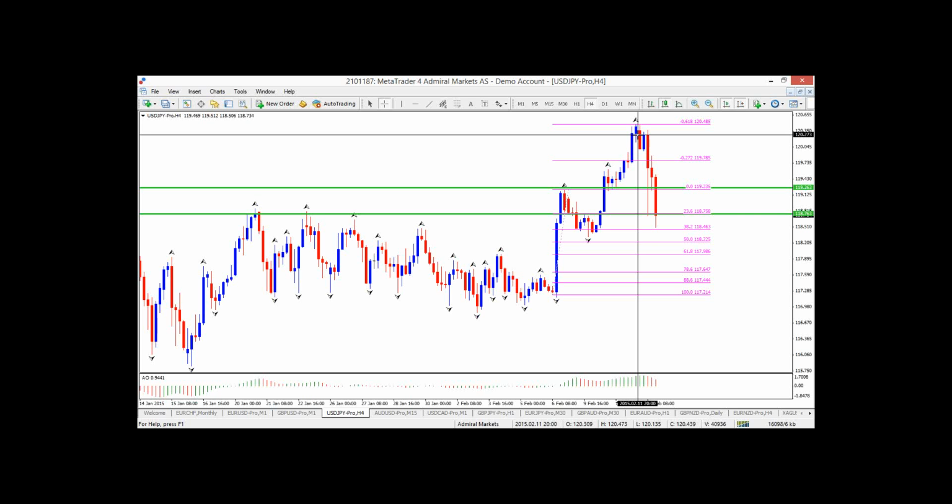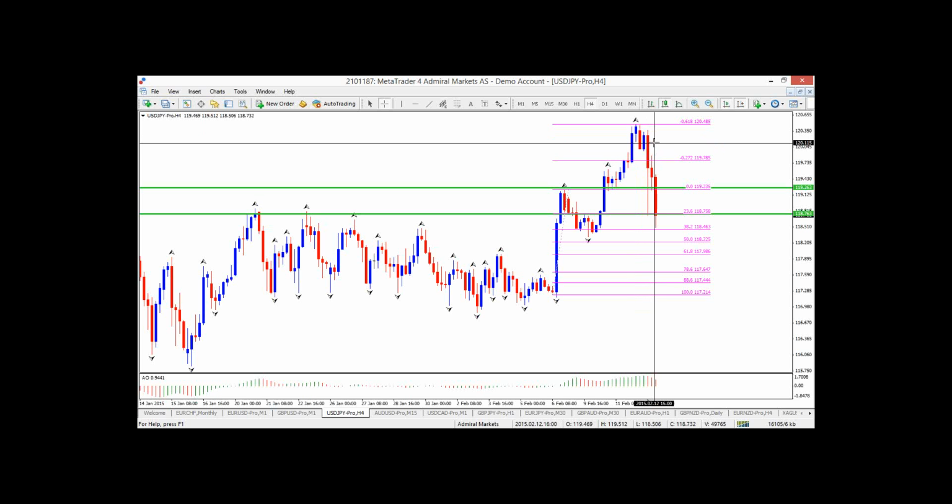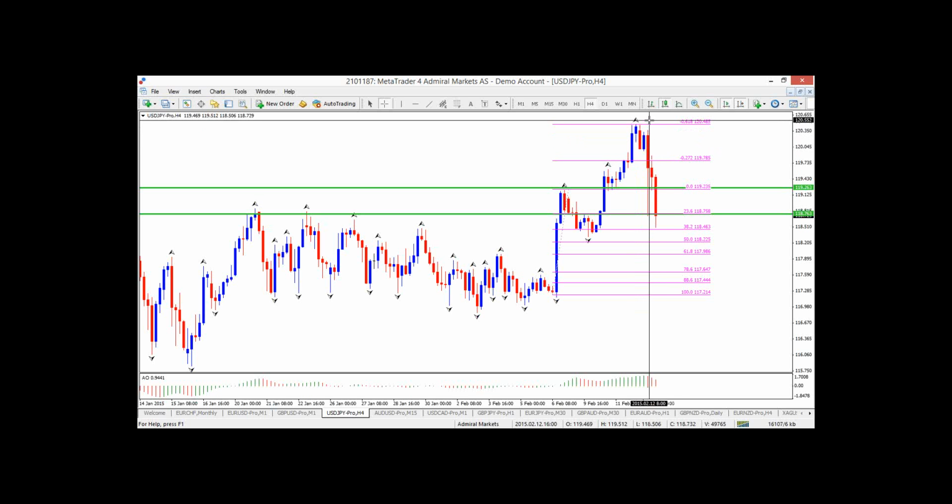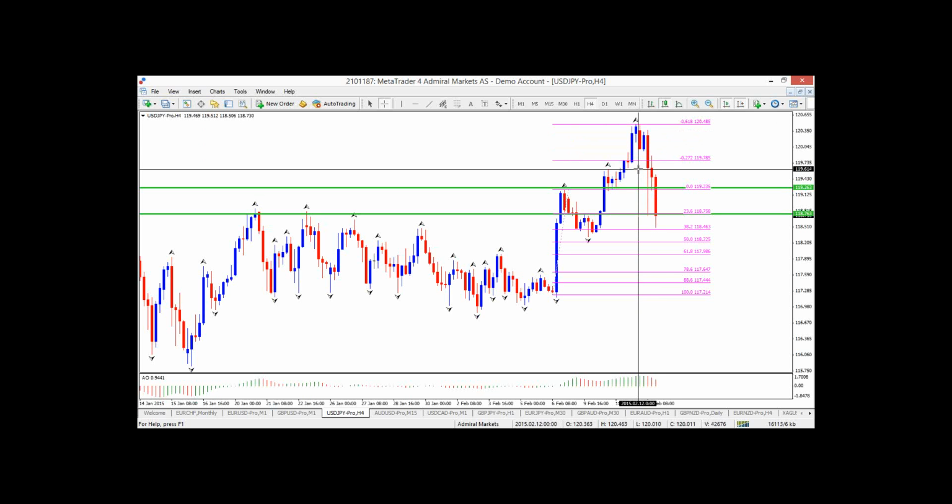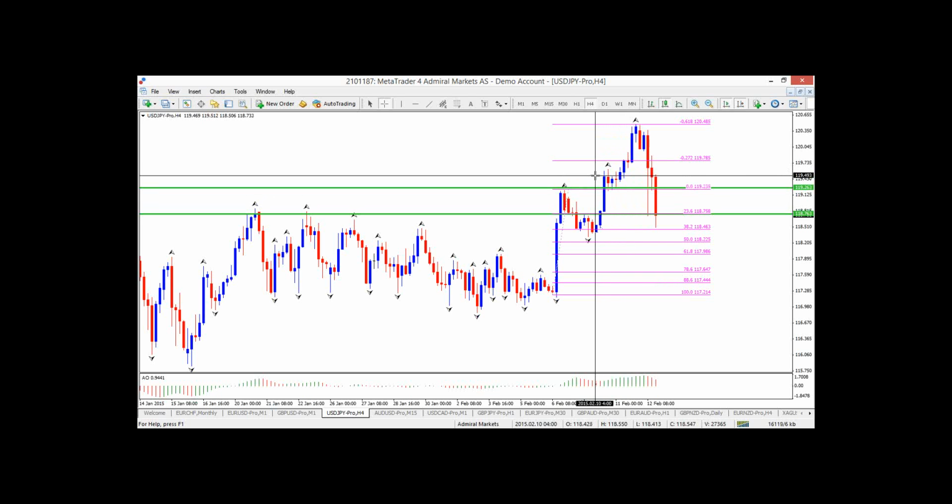Luckily, I got out at the best spot, which was the TP, but the trail would not have been bad. It would have been around 120 instead of 120.40, so that's not too bad. Other times, not specifically in this case, I look for bigger breakout candles. I use the lows and highs of that.